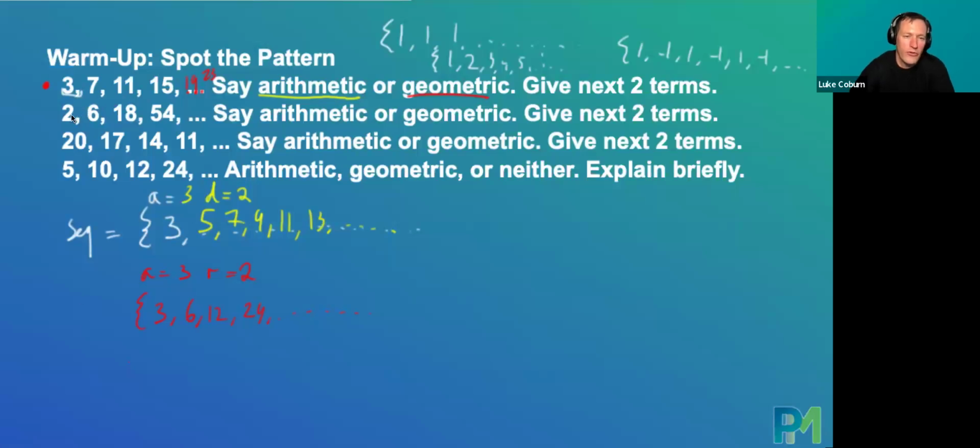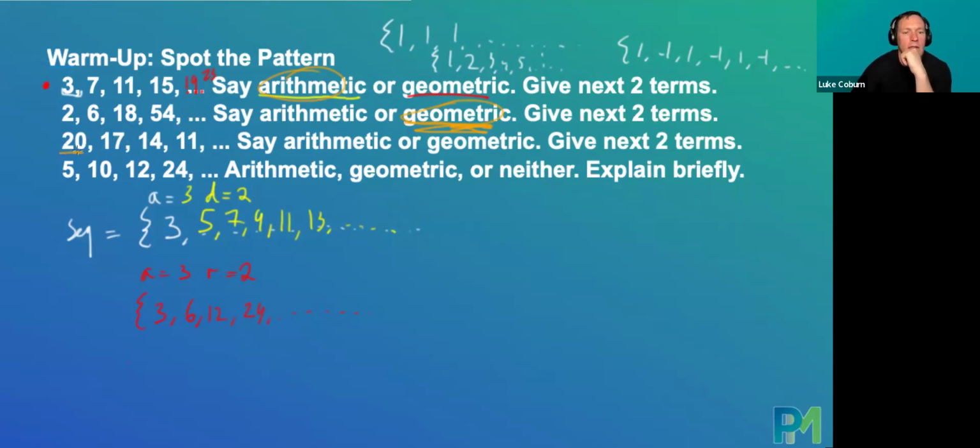Now this one here, we start with 2 and we can add 4 to get to 6. But if we add 4 again, we get to 10, we don't get to 18. So this is not arithmetic. But another way to get from 2 to 6 is to multiply by 3. So 2 multiplied by 3 is 6. And 6 multiplied by 3 is 18. And then 18 multiplied by 3 is 54. So this one is geometric, okay? I didn't mean to underline that one. So arithmetic and geometric.